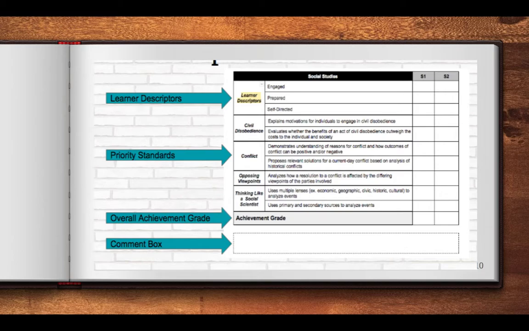Prepared learner. Are they bringing their things to school with them? And self-directed learner. Are they taking the initiative? Are they managing their time? And how are they working in groups?